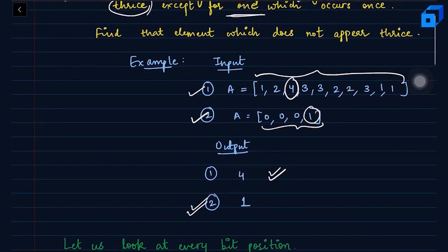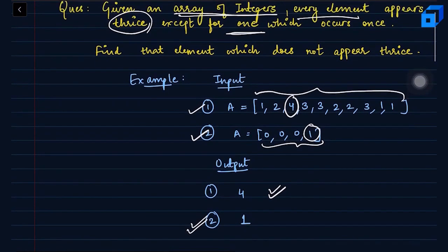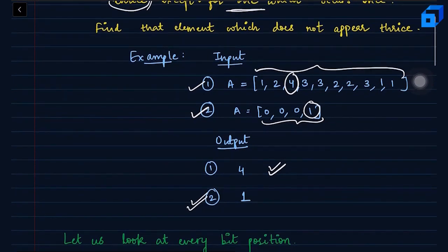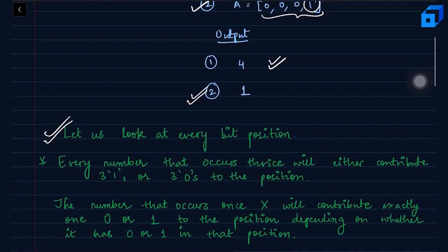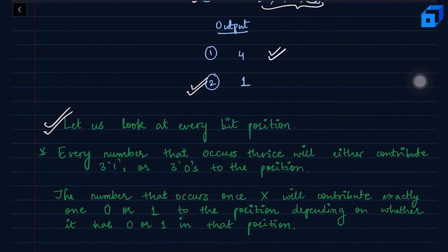Now, let's try to make some observations to see how we will solve this question. Here, let us look at every bit position. You will see that every number that appears thrice will either contribute 3 ones or 3 zeros to that particular position.